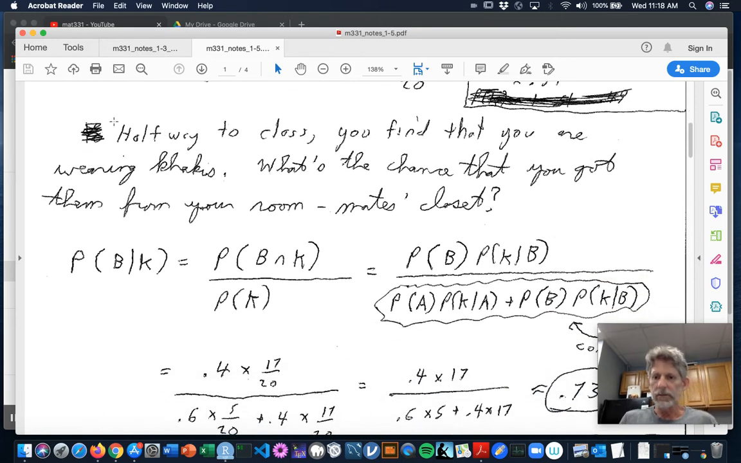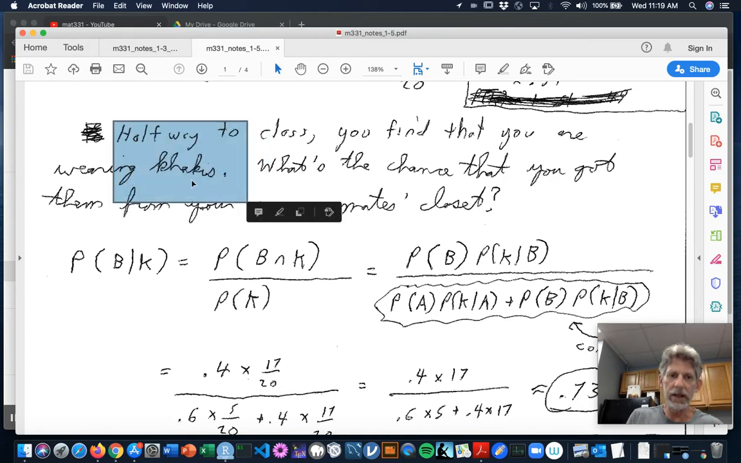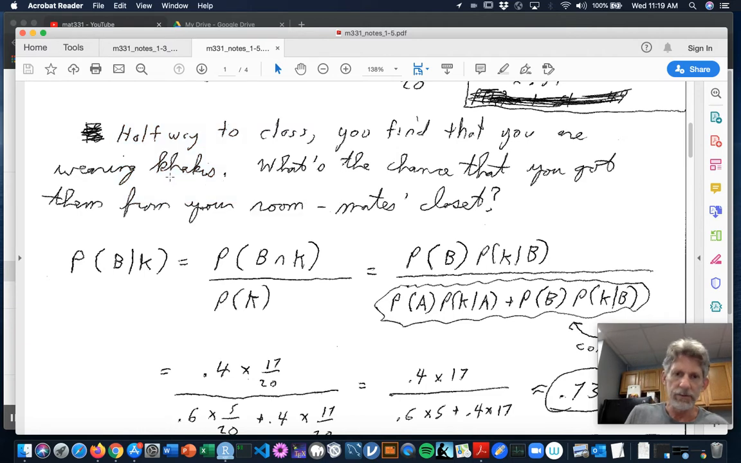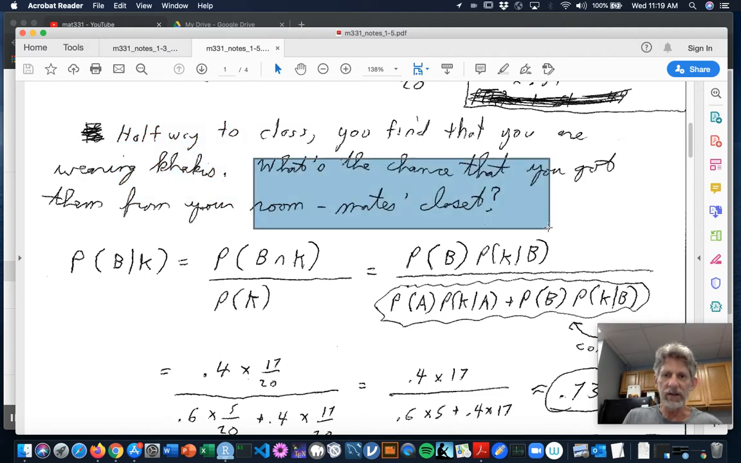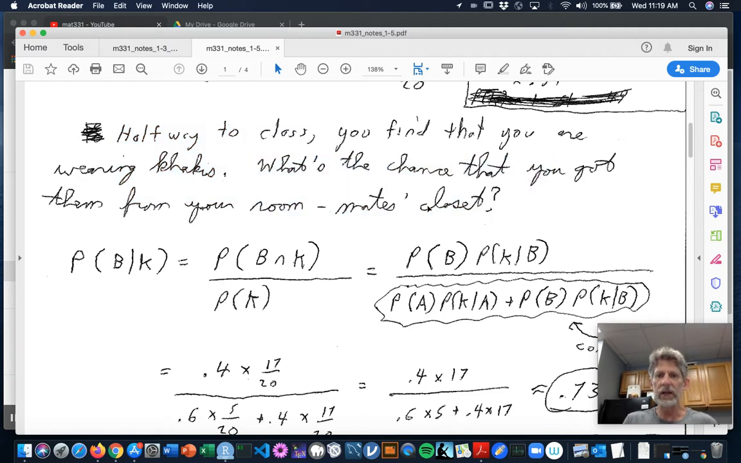say that you got up this morning and you've done your stuff, and halfway to class, your eyes finally open up and you realize that you're wearing khakis. What is the chance that you got those khakis from your roommate's closet? You really want to know this chance because, if it's a really high chance, you're going to double back and very quickly put them back before your roommate wakes up because she gets irritated when you go into her closet. So let's find that chance.